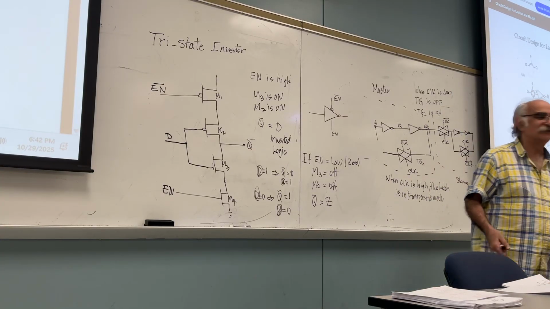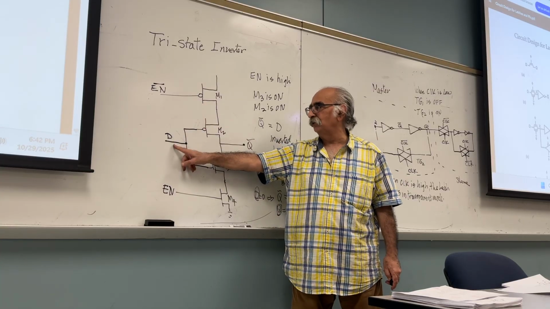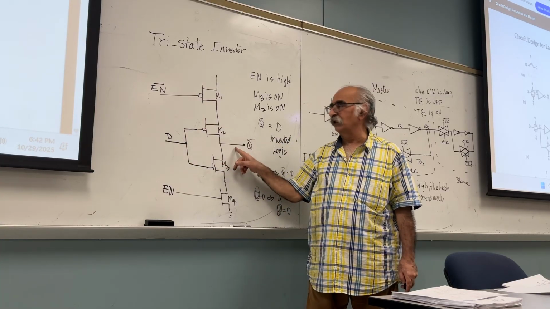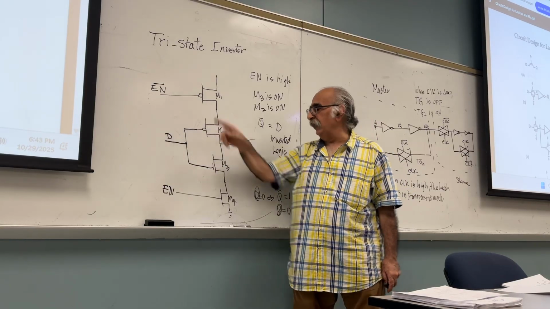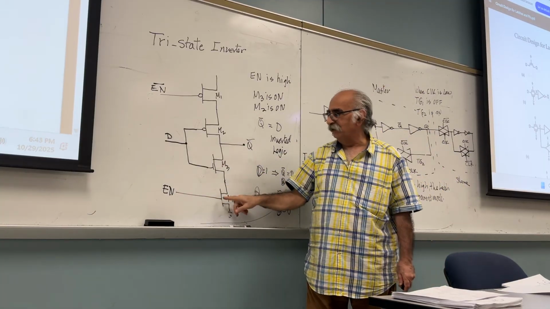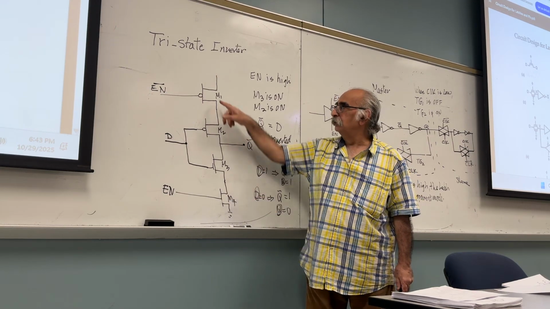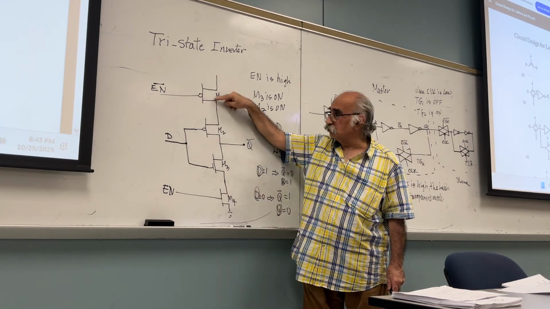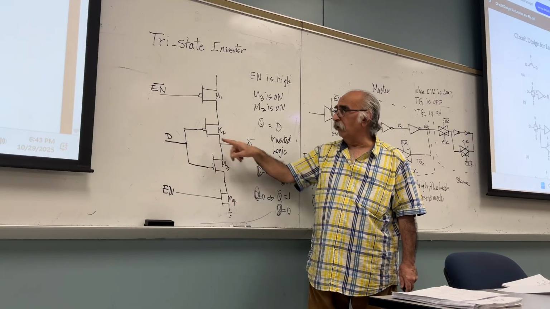Let's see what happens. Let's assume D is equal to 1. By the way, I'm still going to take it from here. Clear? Okay. If the enable is high, what can you tell me about this? On. So this one is on, this one is on. Yes? Okay. What would this one be?